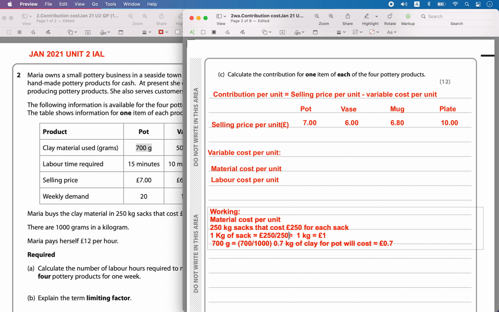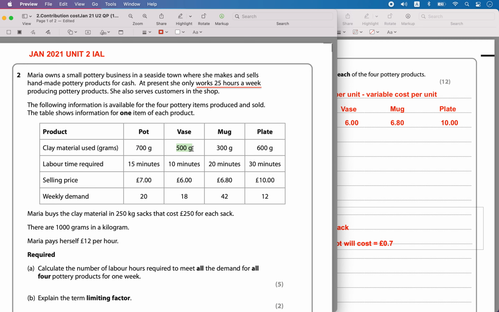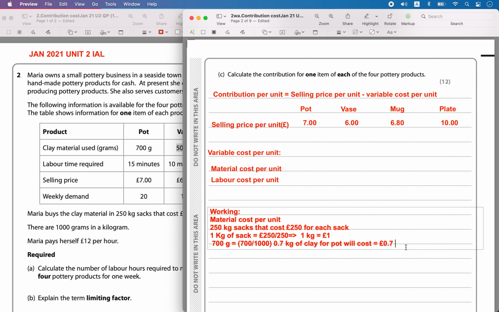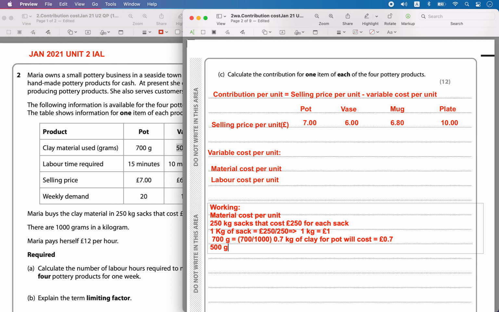Okay, 1 kg is equal to 1 pound is the cost we have derived. So 700 grams, that is 0.7 kgs, will cost 0.7 pounds. So now similarly we have to calculate for the vase. For the vase, 500 grams is the quantity of material.